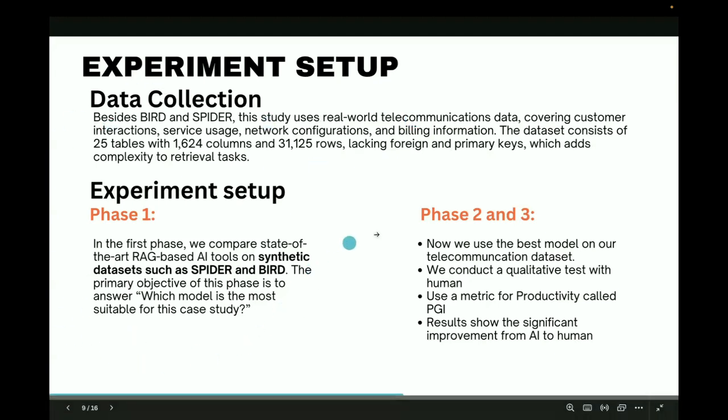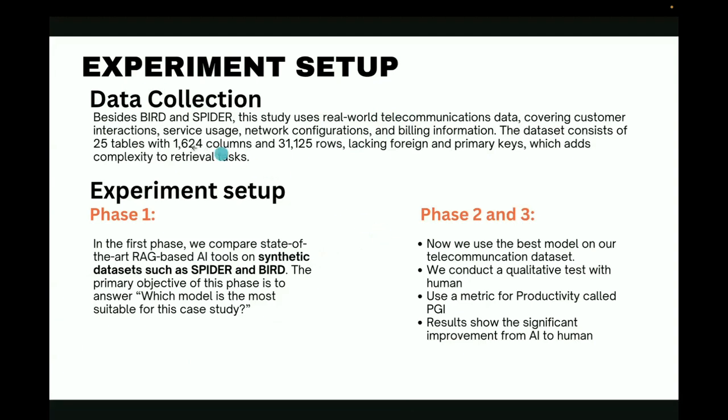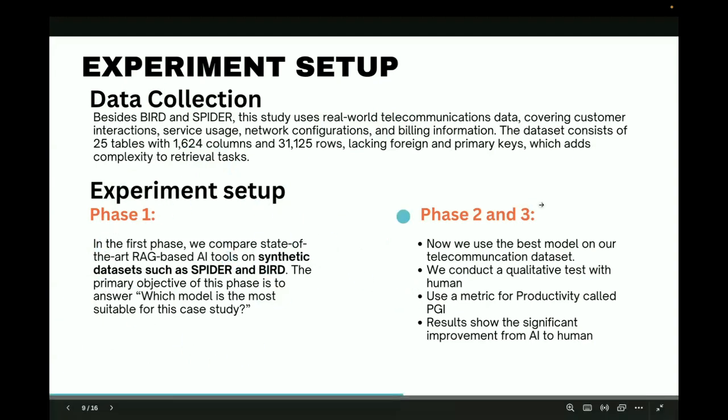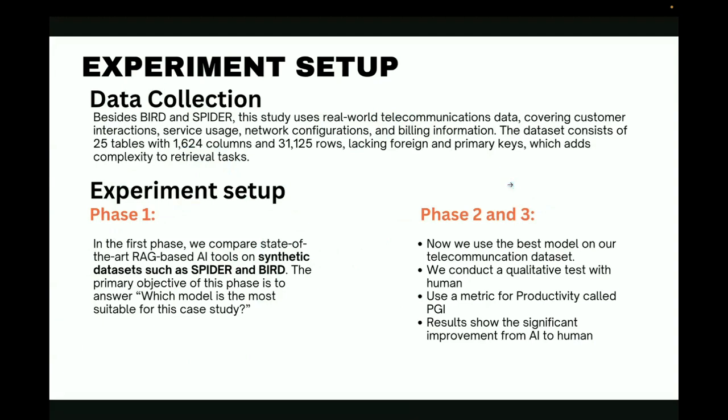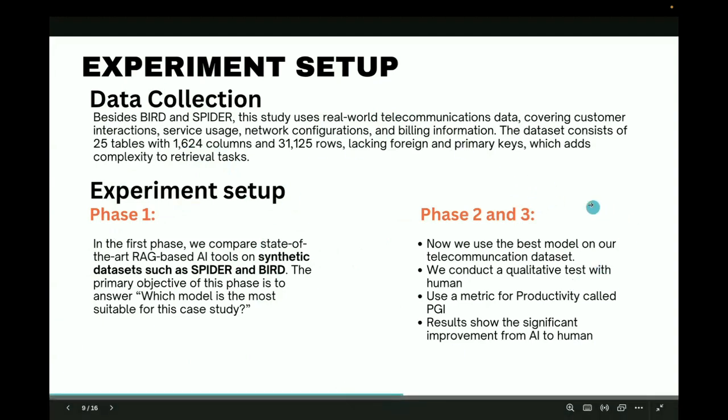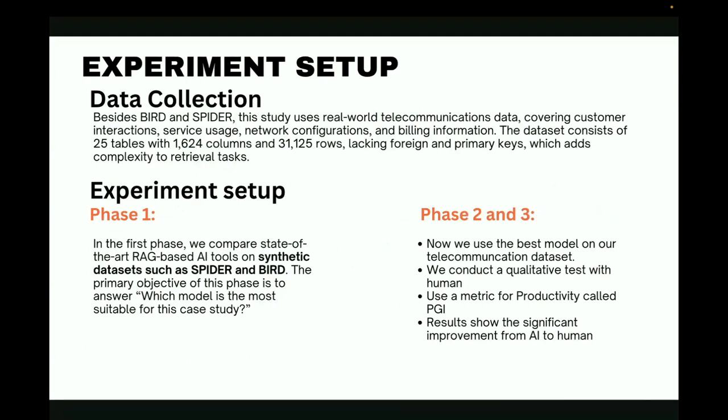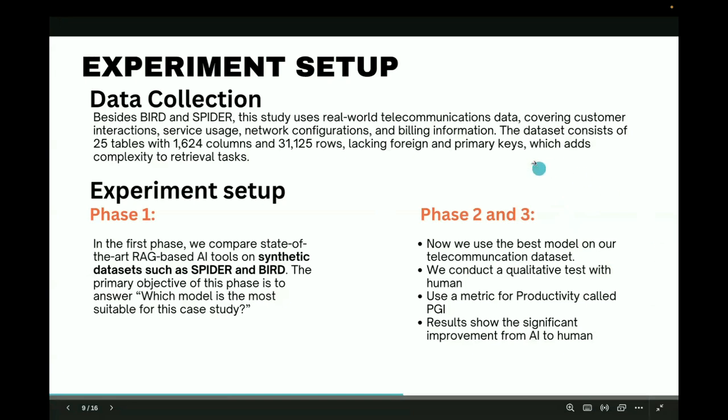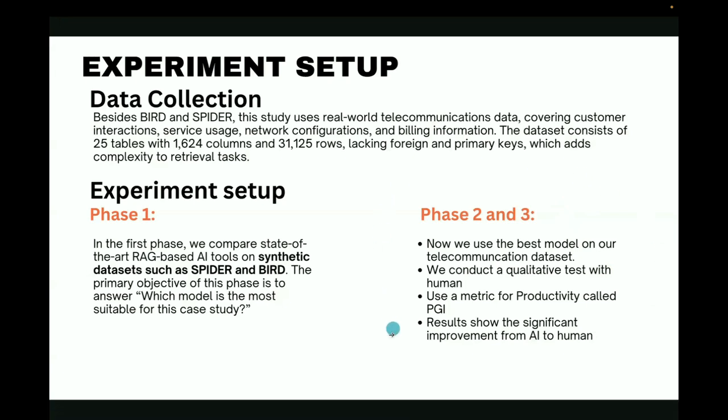Our experiment setup is divided into three phases. In the first phase, we test which AI models perform best on the synthetic data, BIRD and Spider. From that, we proceed with only the good models for phase 2 and phase 3, which means with that best model, how will it perform on our real-world dataset, and how much difference is there between the performance on real-world and synthetic data. And finally, we compare them with human work, which means on the real-world dataset, how much improvement the AI model gives compared to real humans.